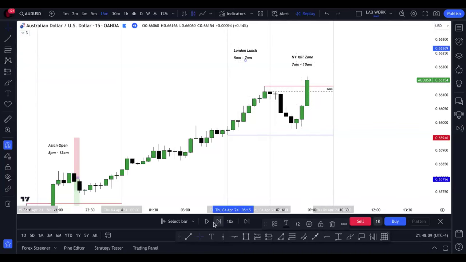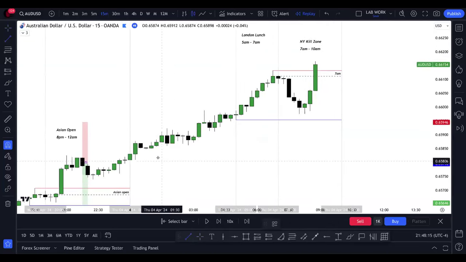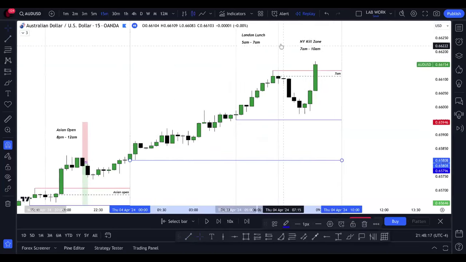So that's the storyline. Now we're looking for shorts because we're above 7 a.m.'s opening price. We're above midnight opening price here too. Notice I'm not even talking about the London session here. The only reason I'm not talking about the London session is because there was no model for it. It didn't play out. So that's why I'm not talking about it here.